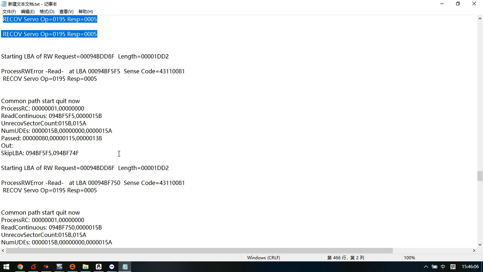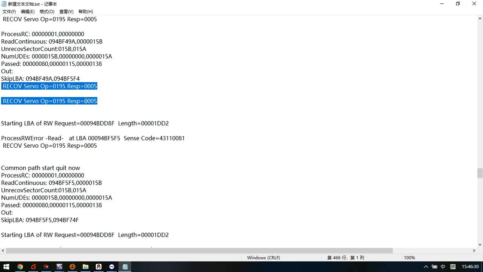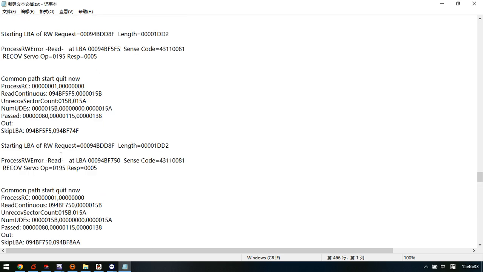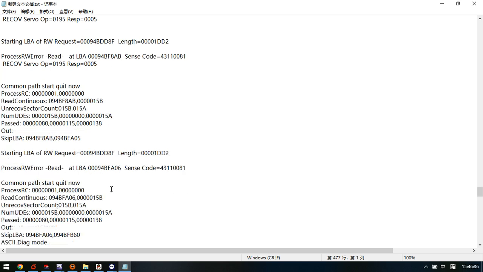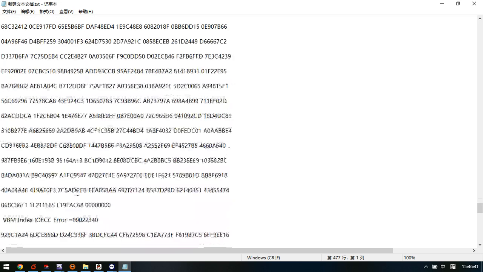So at this time, we need to try more on the firmware repair to fix these kinds of error messages. If there are only these error messages and we cannot enter the F3T prompt, then we need to open the hard drive and diagnose the heads and surfaces.